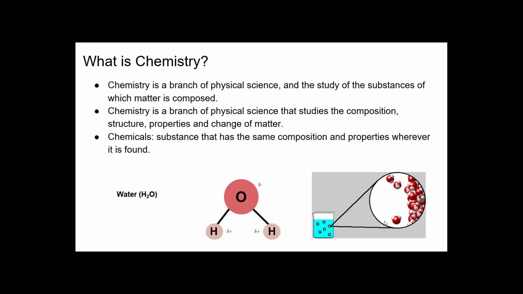Chemicals are substances that have the same composition and properties wherever they are found. What that means is that water is H2O. That's the chemical composition, what makes up the chemical formula. Water, no matter where it is found in the world, if it's pure water, it is always H2O. This is a chemical. We know it as water, but it's a chemical. And that is what we'll be studying, a lot of what makes up chemicals.